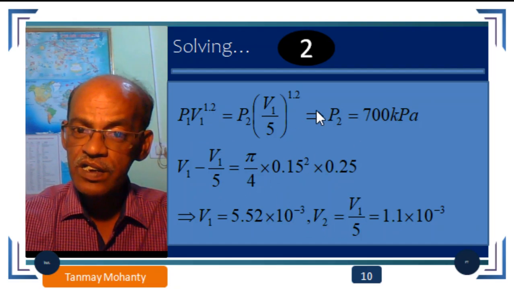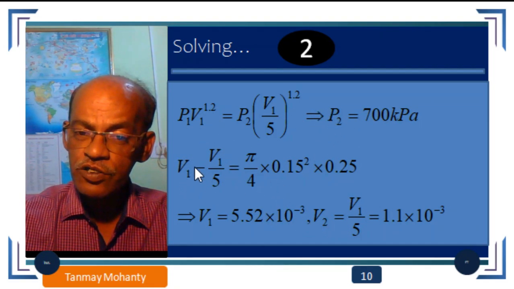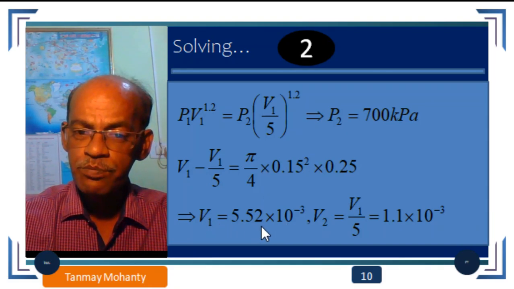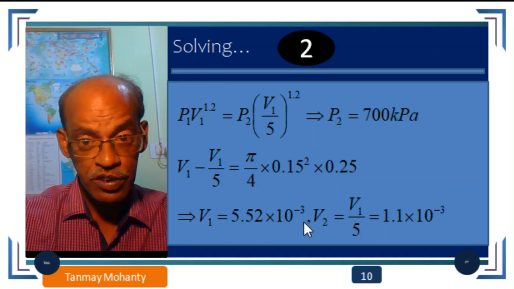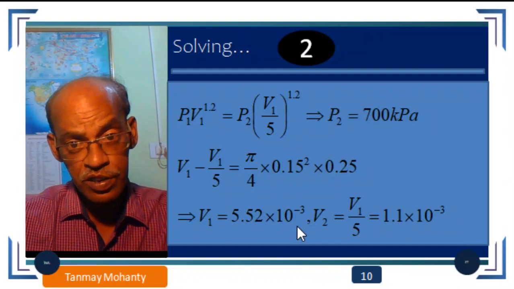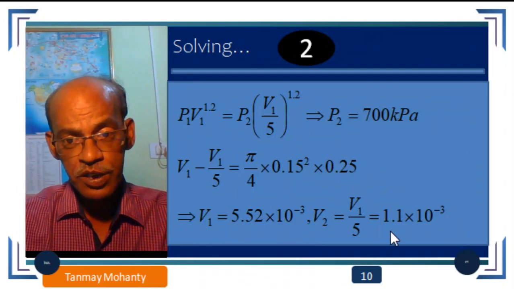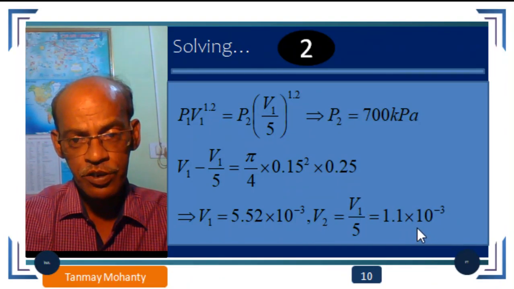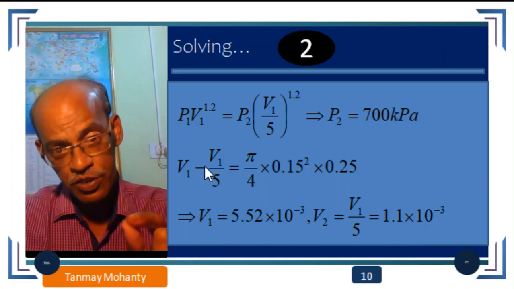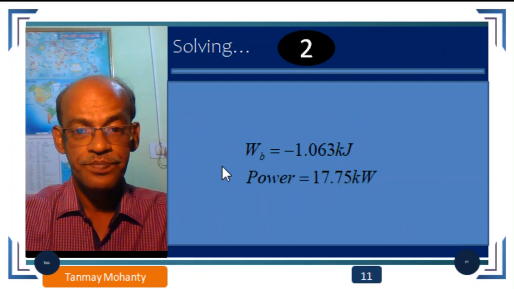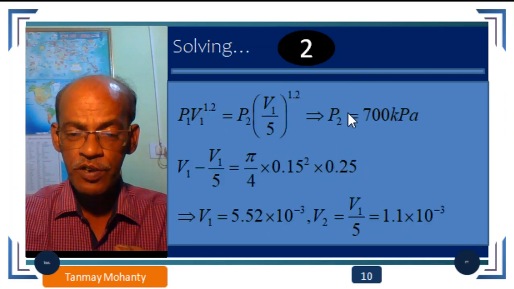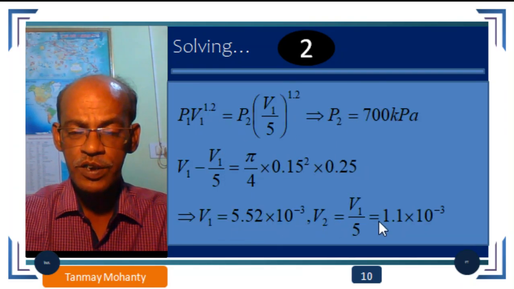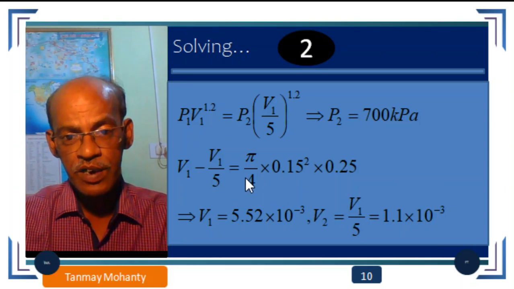We already know P1. So if I solve this equation, I shall get V1, that will be coming 5.52 into 10 to the minus 3 meter cube. I have not written meter cube, please do not ignore the unit. You have to write meter cube. V2 is V1 by 5, 1.1 into 10 to the minus 3, again meter cube. So if I use this formula now, we already know P1, P2 you have found out, V1 you know, V2 you have found out, n is given 1.2.